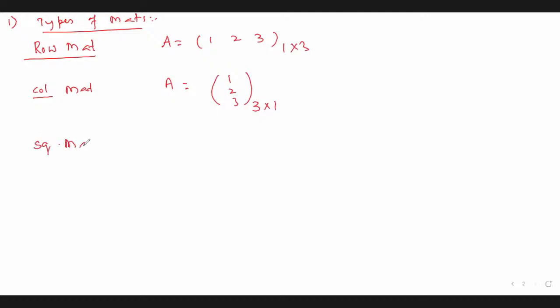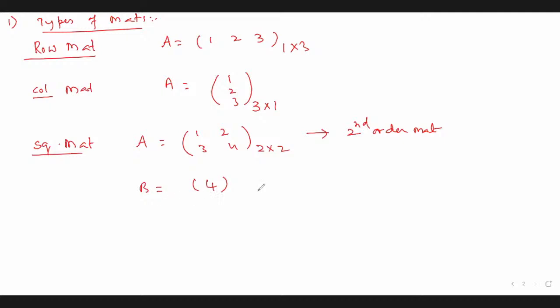Square matrix: a matrix in which the number of rows is equal to the number of columns is said to be a square matrix. This is also called a second order matrix, right? Let me consider only one element. This is called 1 by 1. This is also a square matrix of first order, right?